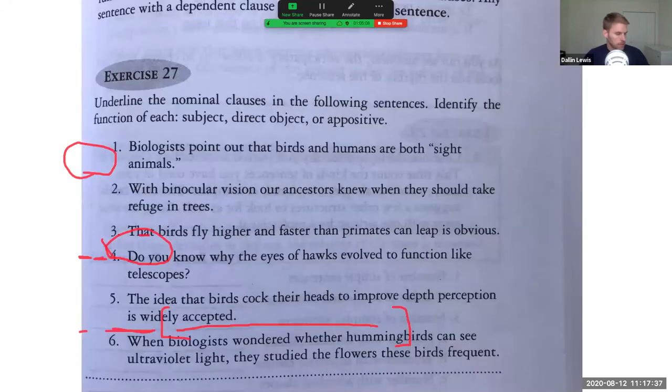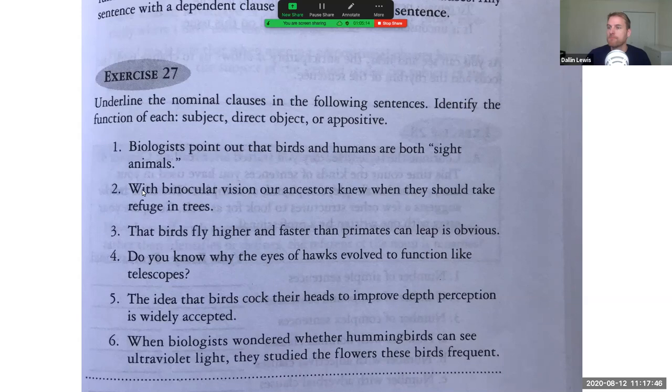All right, so let's look at a few examples. They want us to underline the nominal clauses and then identify what function they are serving. So we'll do the odd numbers. With binocular vision, our ancestors knew when they should take refuge in trees. When they should take refuge in trees is what they knew. So when is our nominalizer here? And all this is the nominal phrase. It's the direct object of knew.